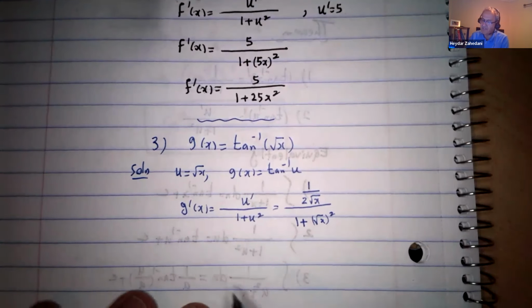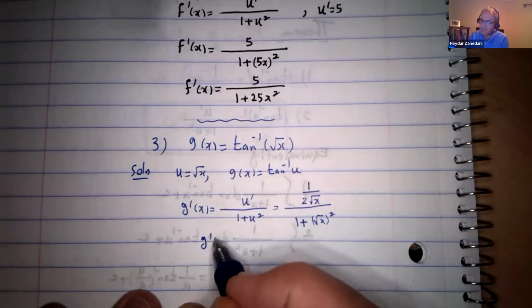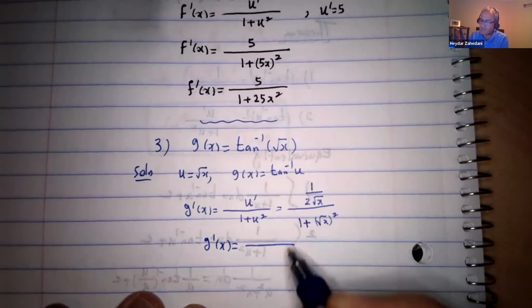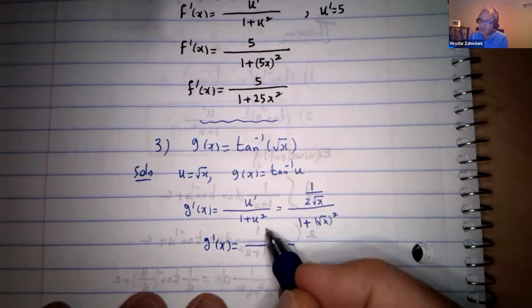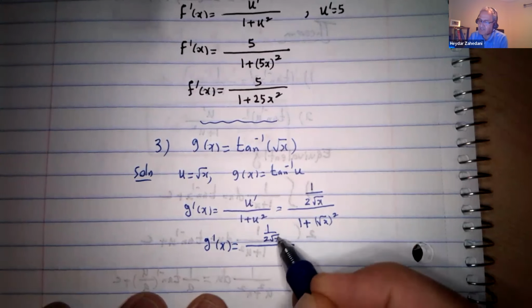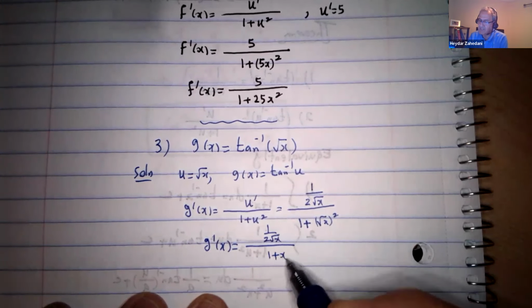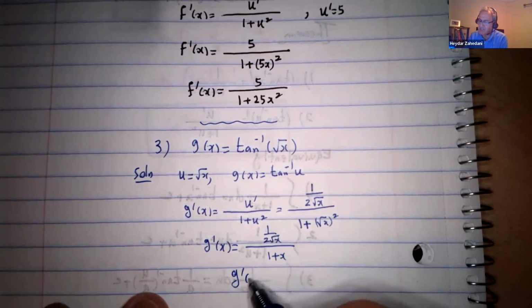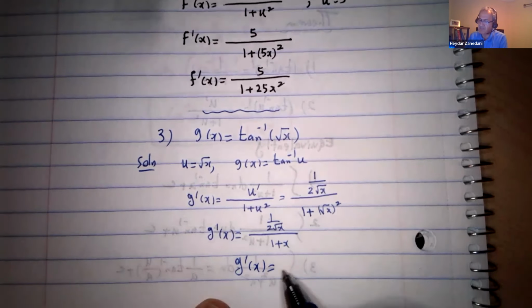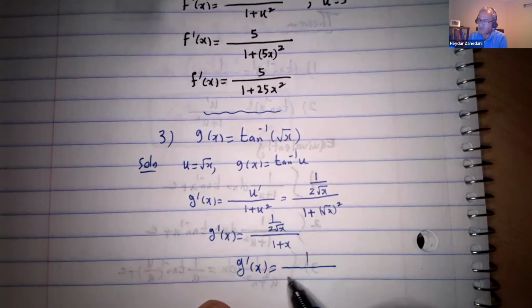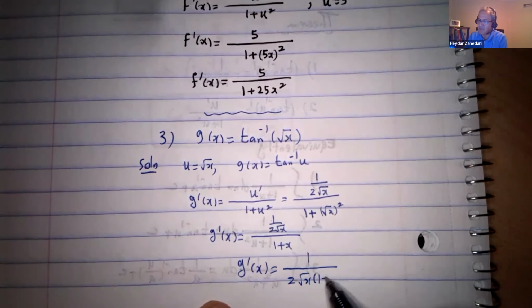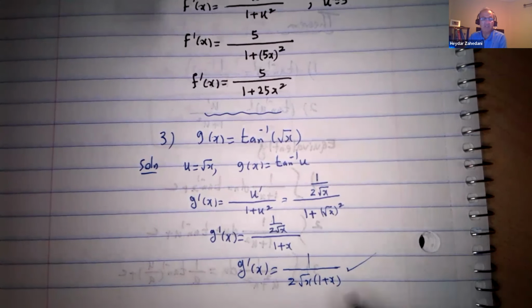Now you have to simplify it, so g prime of x equals, at the top one we keep it, 1 over 2 radical x. The bottom one would be 1 plus x. We can bring this one down. So g prime of x is 1 over 2 radical x times 1 plus x. This would give you the final answer. You don't have to multiply inside. If you like, you can do it, but you don't have to.